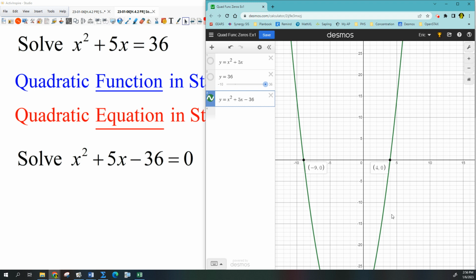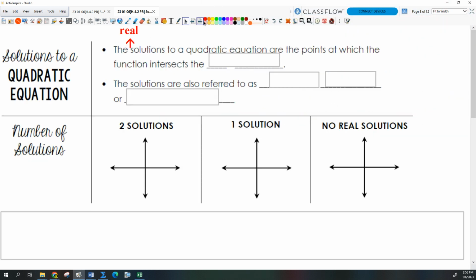So that is something that we're going to take great advantage of in math from this point forward, okay? So we know that in general, solutions to a quadratic equation are the points at which the function intersects the x-axis, right? If I set a quadratic equation into standard form, the function that's being set equal to 0, I'm really just looking for the zeros of that function, the x-intercepts, right? The solutions could also be referred to as zeros or roots or x-intercepts.